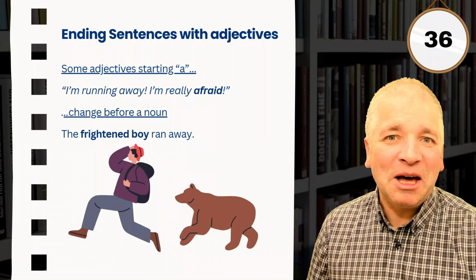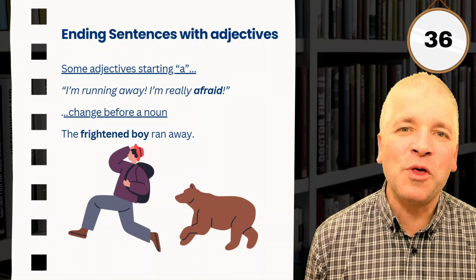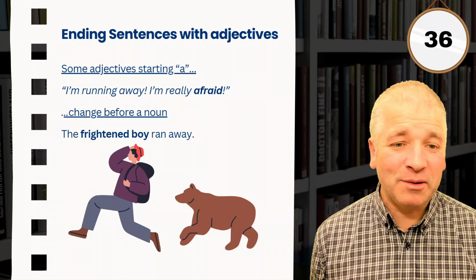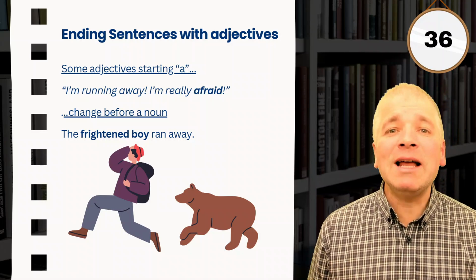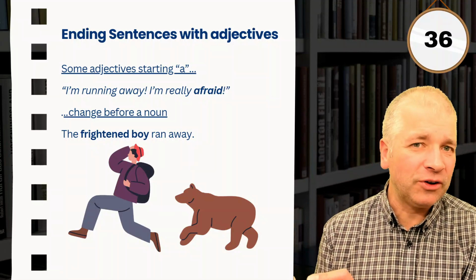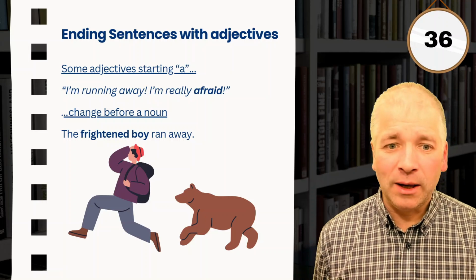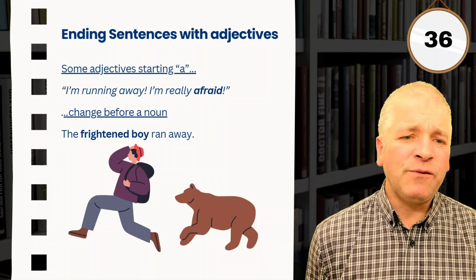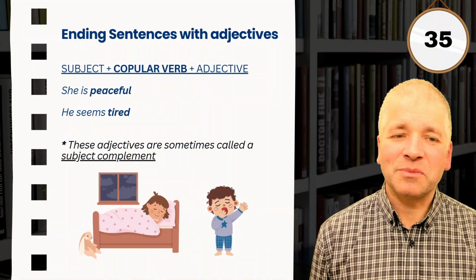And another interesting peculiarity in English is that there are many adjectives that start with a, which can come at the end of a sentence, such as, look at the example here, you've got a bear running after a boy. The boy says, I'm running away, I'm really afraid. But the word afraid changes if you want to put it at the start of the sentence. You wouldn't normally say the afraid boy ran away. Afraid is normally reserved for the end position. If you want to use it at the beginning, you need to say frightened instead.